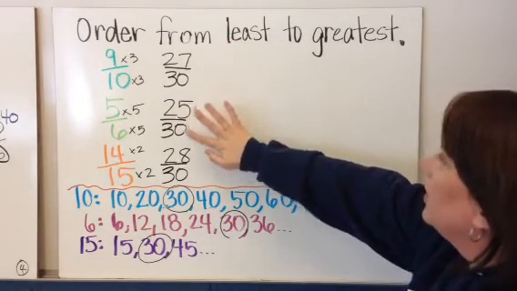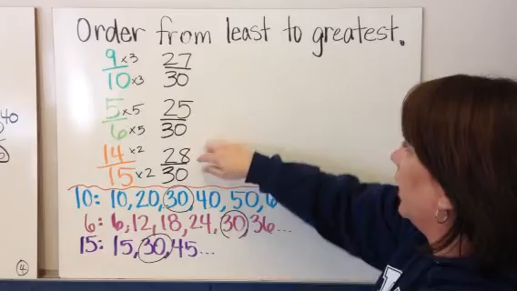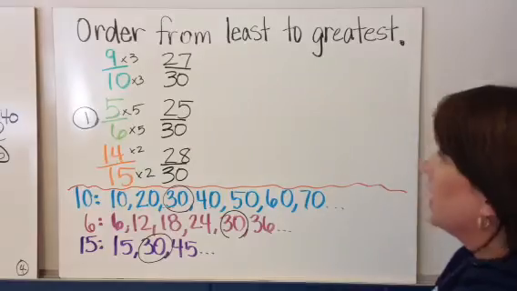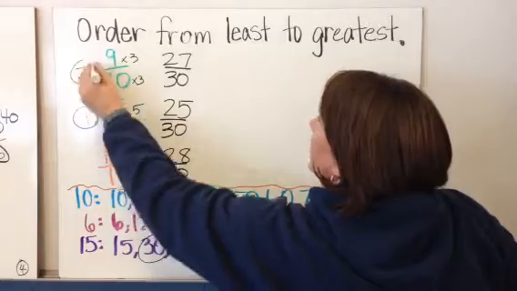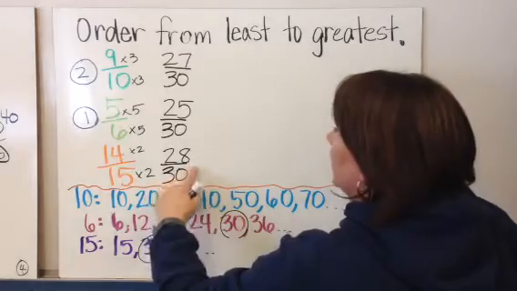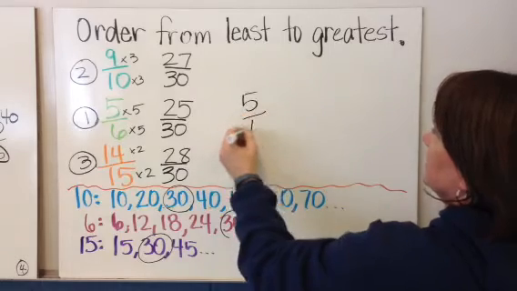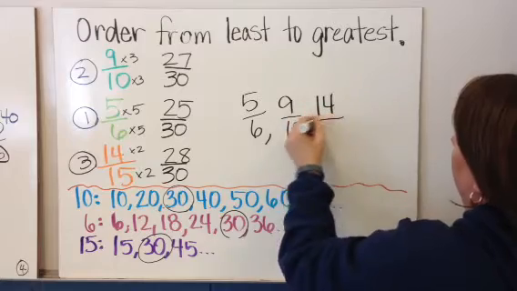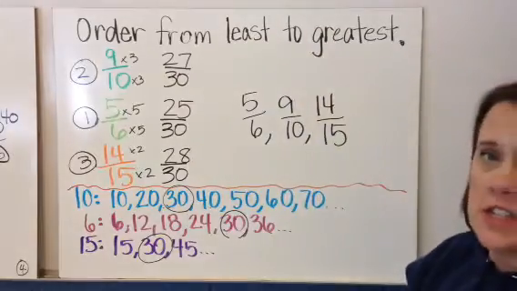27/30, 25/30, 28/30. I'm ordering from least to greatest, so the smallest numerator is 25, so 25/30 is the smallest fraction. The next smallest numerator is 27, and so this is the next smallest fraction, or the next biggest. And then the biggest one is 28/30. And so the order of these fractions is 5/6, 9/10, and 14/15. Be careful, sometimes it will tell you to order from greatest to least, so always read the directions.